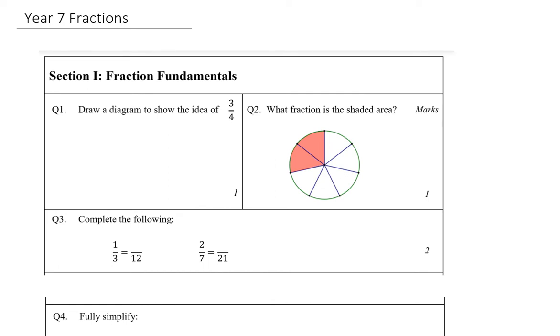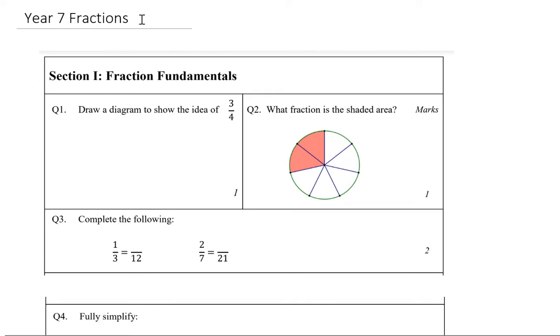This is a video introducing Year 7 fractions, and I would encourage students to pause the video and have a go at the problems yourself, and then I'll go over the solutions. The marks are recorded in the bottom right hand corner of the questions, and it gives you some idea of the type of questions and the associated marks. So pause the video and have a go at these three questions, and then I'll do the solutions.